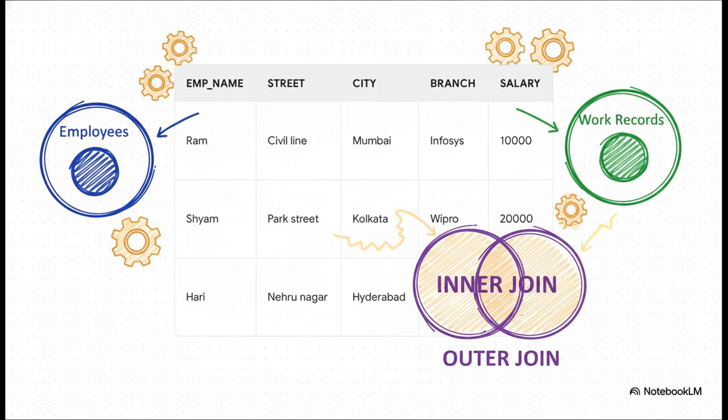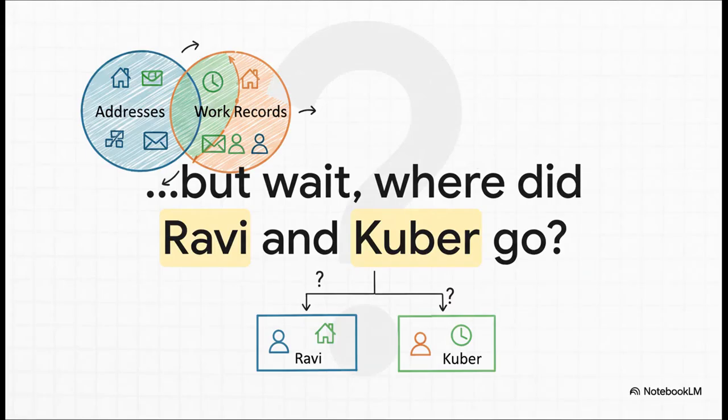And boom, here's the final result. We get this single, unified table with the address and the work details for only those employees who had a perfect match in both places. It's clean, it's simple, it's complete, or is it? Hold on a second. If you look closely at our original tables, we had Ravi, who had an address but no work record, and we had Kuber, who had a work record but no address. But in our final combined table, they've just vanished.